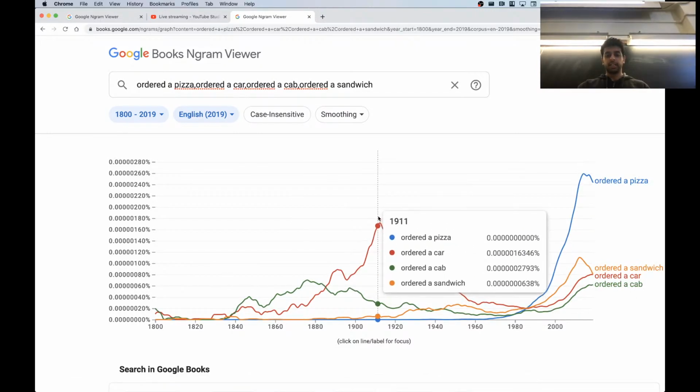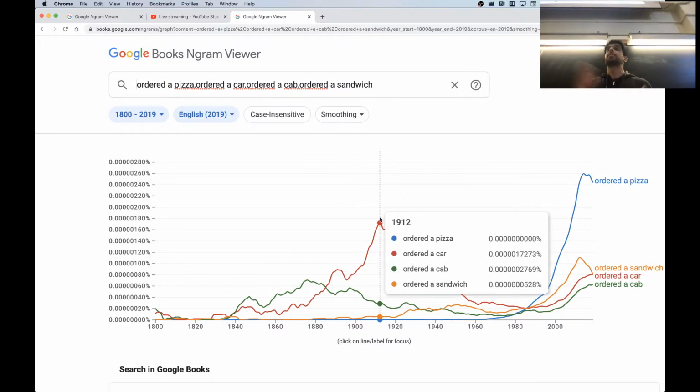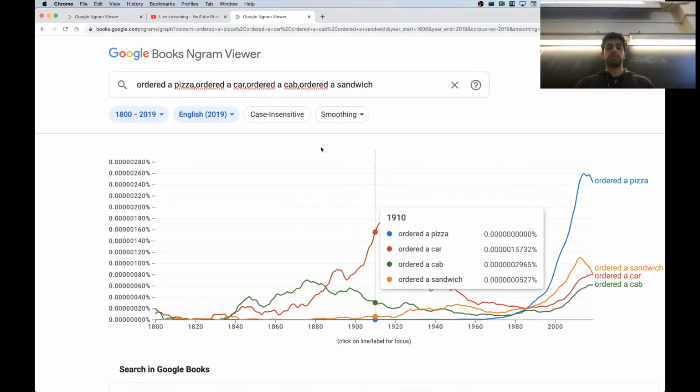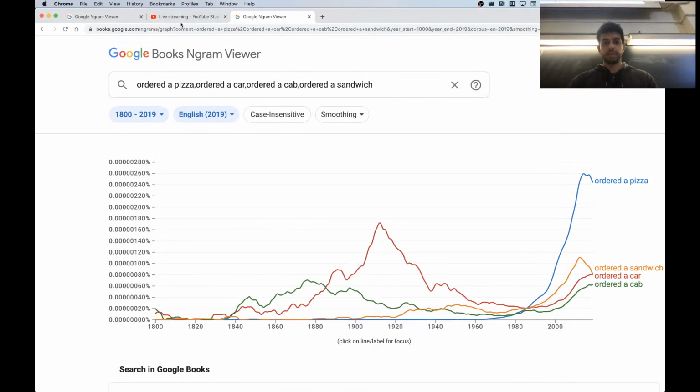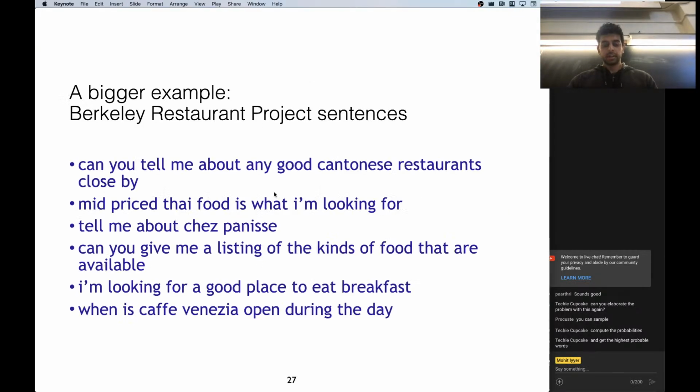Although in 1912, this would be different. So yeah, this is pretty interesting. There's actually quite a few papers in digital humanities that use this Google n-grams corpus to make some interesting conclusions of the change of language use over time and how that corresponds to social situations going on in the world. All right, just wanted to show that. Let me go back to this.